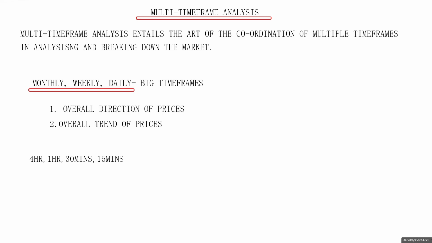Okay, so instead of just bumping into an entry after a 5 minutes close, I'll wait for the 5 minutes to close 3 times. This means I'll go to the 15 minutes time frame to see the close of the structure on the 15 minutes time frame at the minimum. Okay, so these are the small time frames.